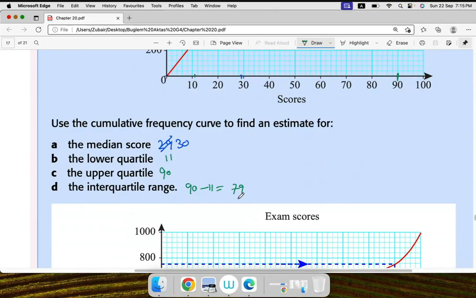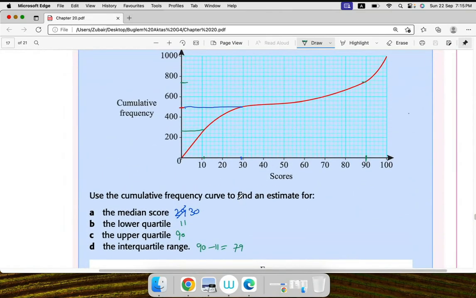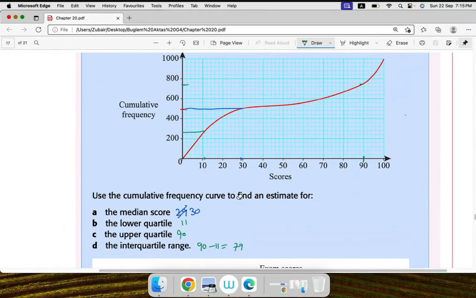That's too large. Many of them are failing. They're not close to each other, and the interquartile range shows that. Any doubts? No.